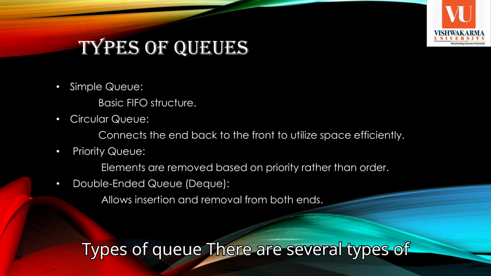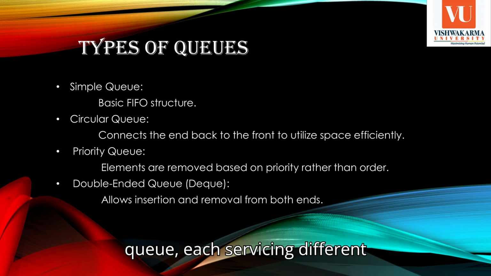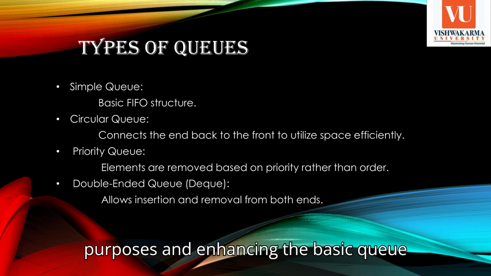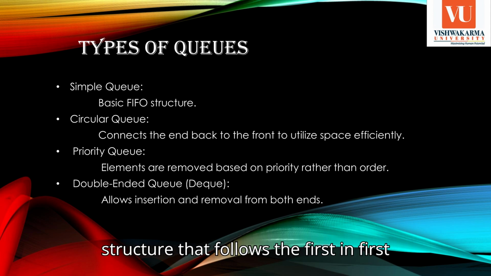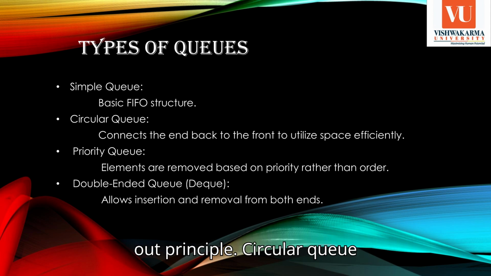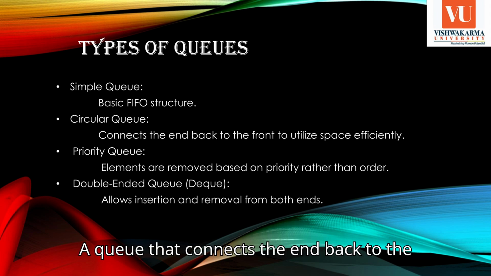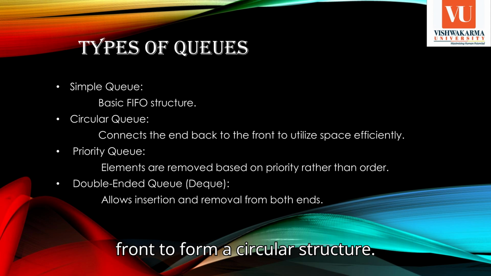Types of queue. There are several types of queue, each serving different purposes and enhancing the basic queue structure to meet specific needs. Simple queue: a basic queue structure that follows the first in, first out principle. Circular queue: a queue that connects the end back to the front to form a circular structure. Benefit of a circular queue: prevents wasted space by reusing positions of removed elements, especially in fixed size queue.